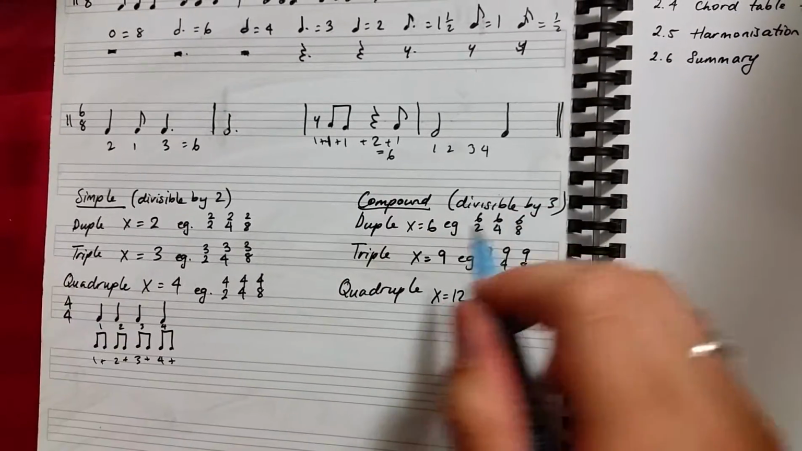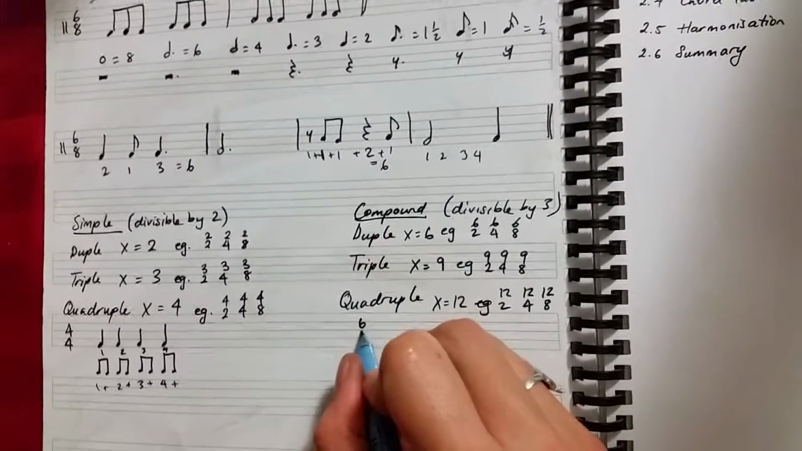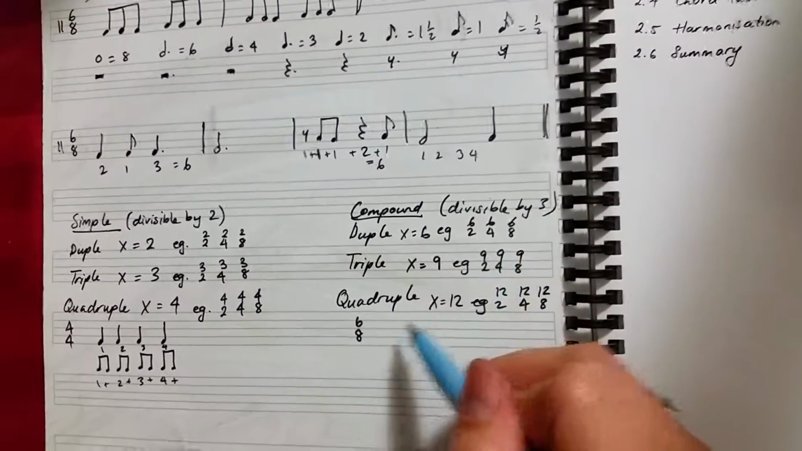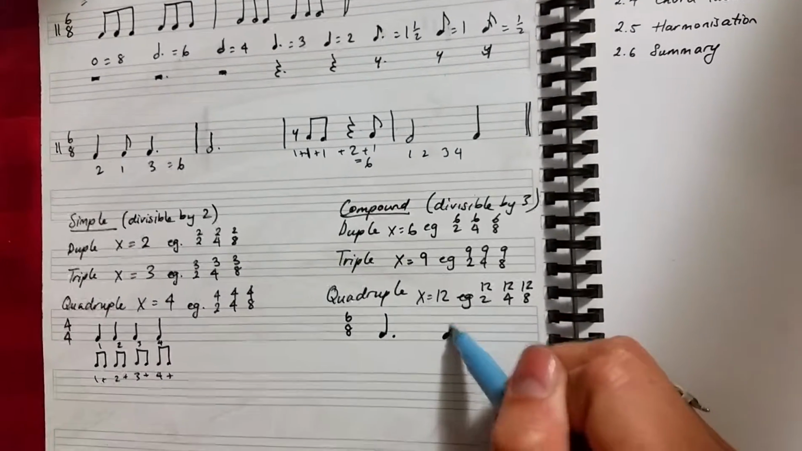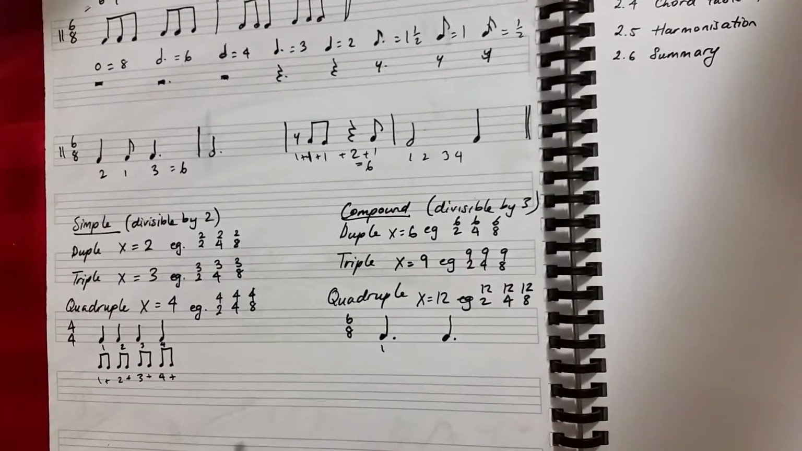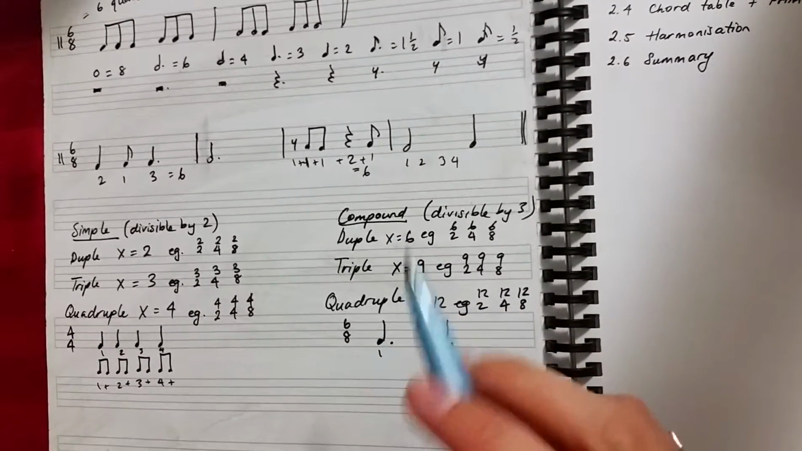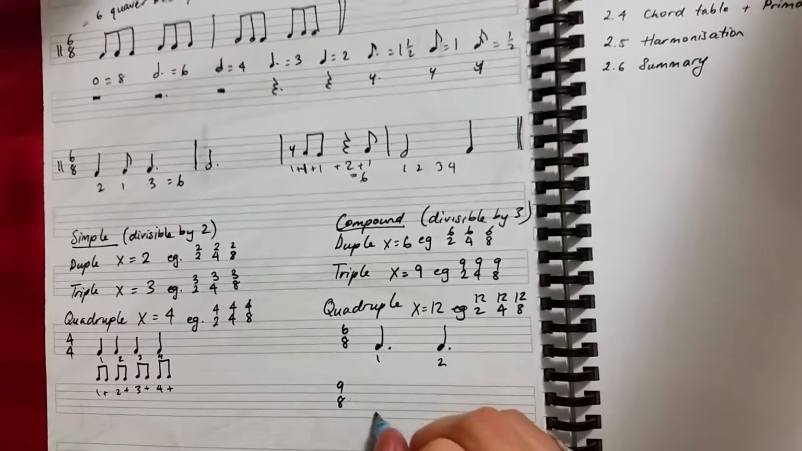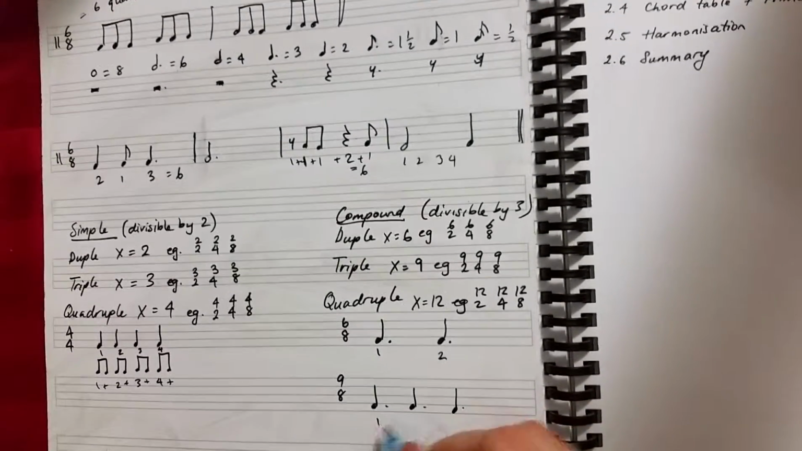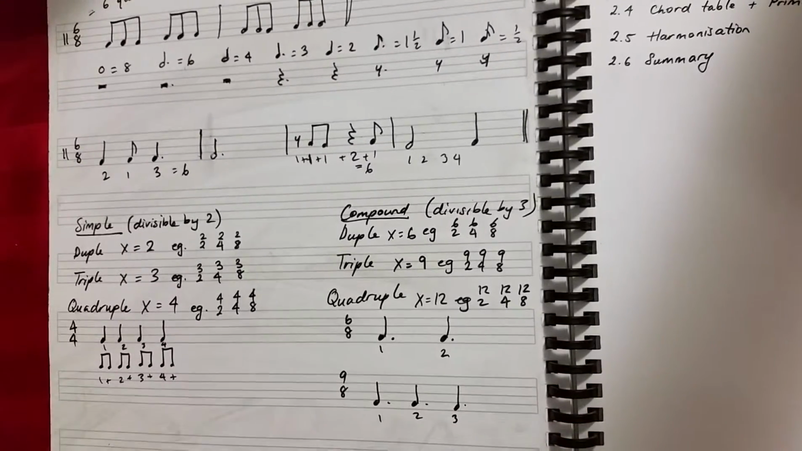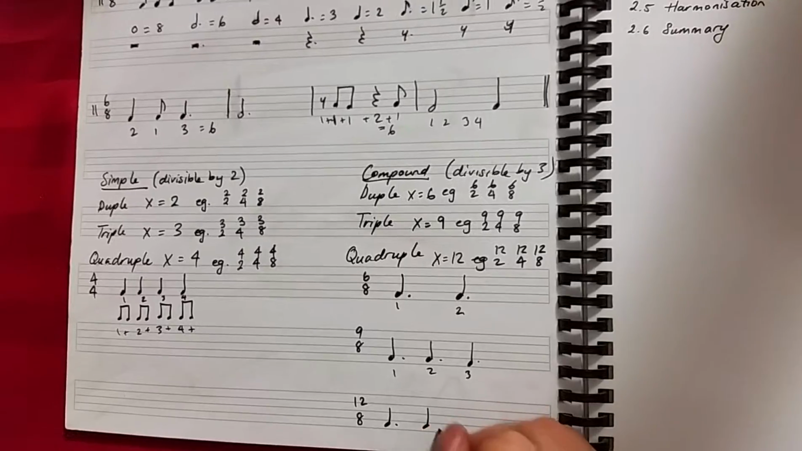Okay, so what do I mean by divisible by 3? You saw the 6, 8 example. If you were to look at just the beats, here's 1 and here's 2. They're represented by dotted crotchet beats. There's beat number 1, beat number 2. That's why it's duple. 9, 8, we'll just have 3 of them. 1, 2, 3. That's why it's compound triple. And 12, 8, you have 4 of them.